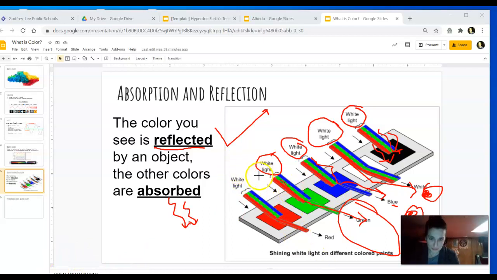Or when you see something that's the color red, that means red light is bouncing off the object, and then all the other colors are absorbed into that object. So depending on the color, different amounts of light are going to be absorbed and reflected, and whatever is absorbed is going to change into heat. So that is going to heat something up, and that is going to get warmer.